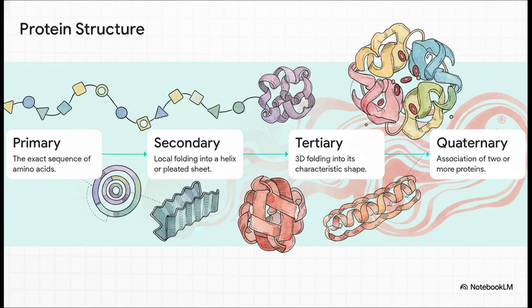For instance, hemoglobin, the crucial oxygen carrier flowing through your blood right this second, is actually a massive quaternary complex of 4 individual globin proteins working together in perfect unison.